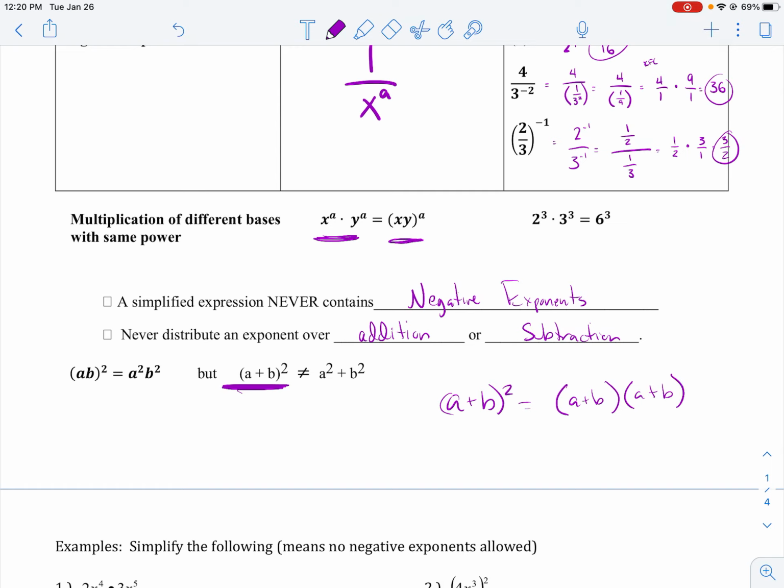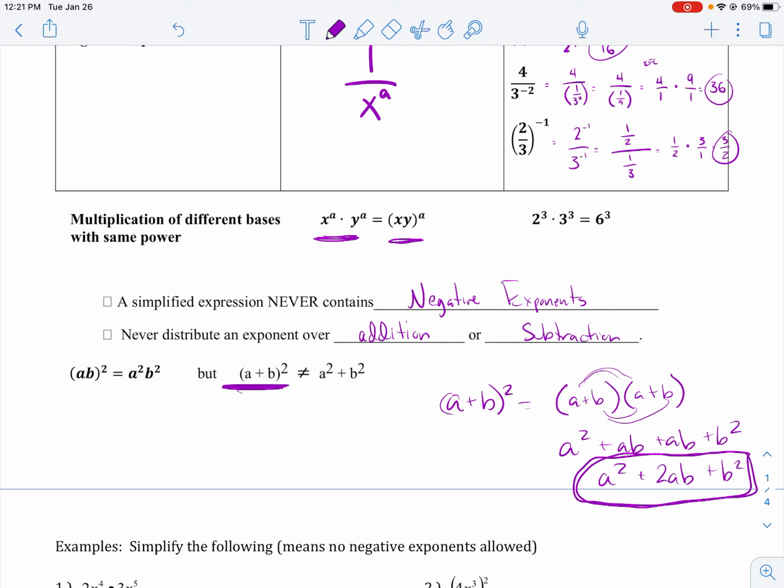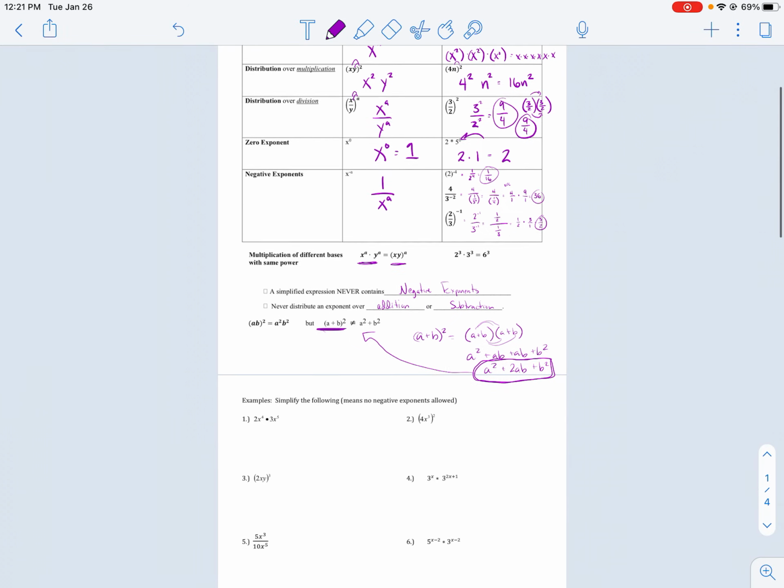And so clearly when you would multiply this out, we would get a squared plus ab plus ab plus b squared, and so we end up getting a squared plus 2ab plus b squared. Okay, and clearly that is not the same thing as right there. Okay? So don't fall victim to that. All right? I see students do that a lot. Please try not to. Okay?